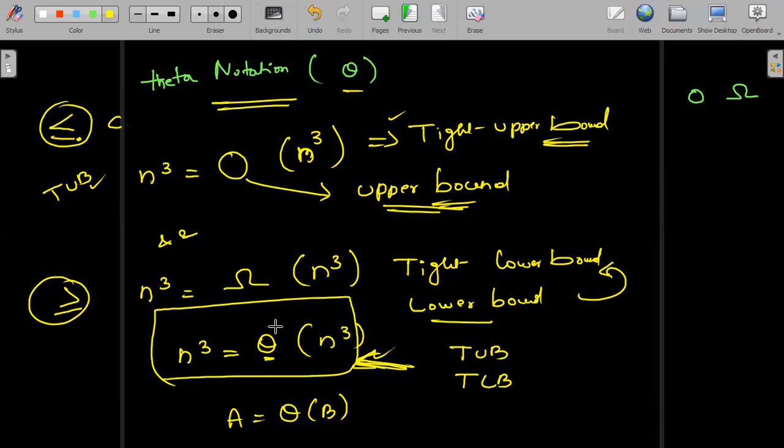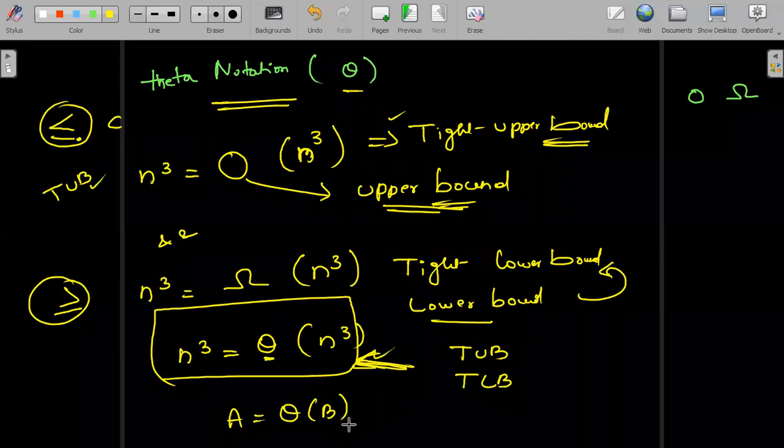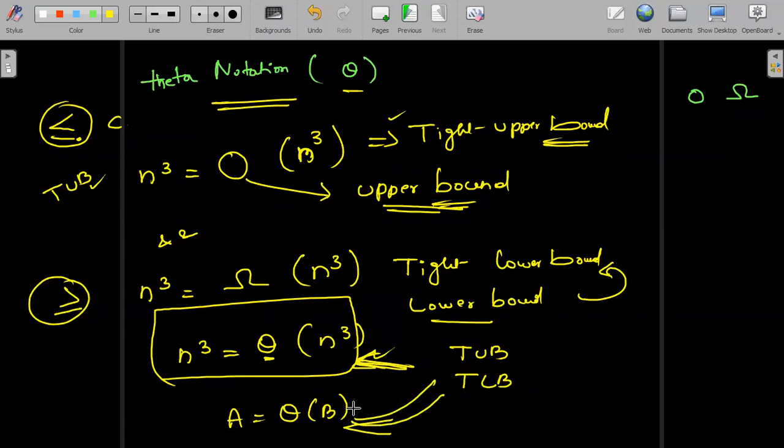Okay, you are going to find a tight lower bound as well as a tight upper bound. Here you can see both things: a tight lower bound as well as a tight upper bound. So this is everything related to asymptotic notation. All the things related to asymptotic notations, I think you people are clear with these.